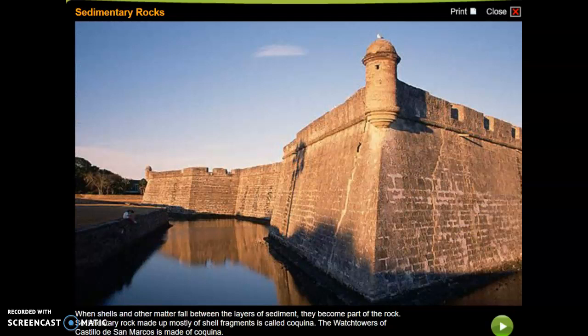When shells and other matter fall between the layers of sediment, they become part of the rock. Sedimentary rock, made up mostly of shell fragments, is called coquina. The watchtowers of Castillo de San Marcos are made of coquina.